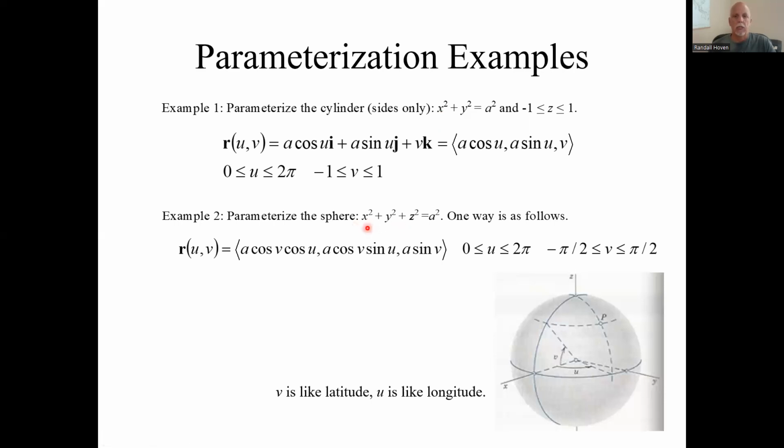Sphere. In XYZ coordinates, it's this thing, a sphere of radius A. One way to parameterize it is kind of like using latitude and longitude, where U is like longitude and V is like latitude. U would go all the way around, 0 to 2 pi. And V would go from -pi/2 up to pi/2. And see, this is only two parameters, u and v, to describe this two-dimensional creature in three-dimensional space.